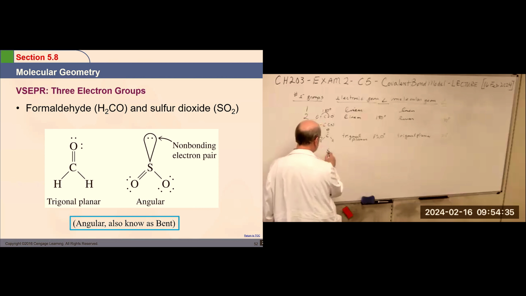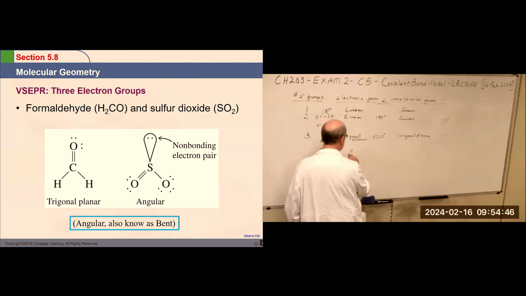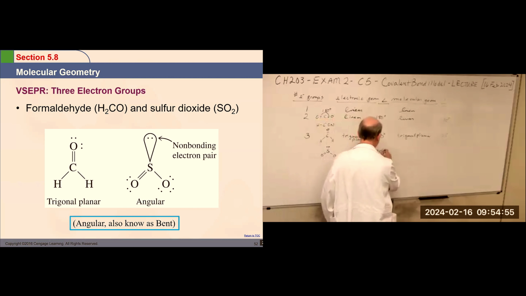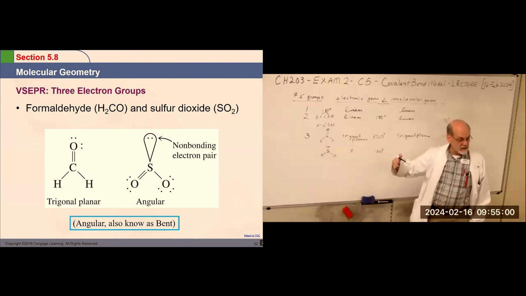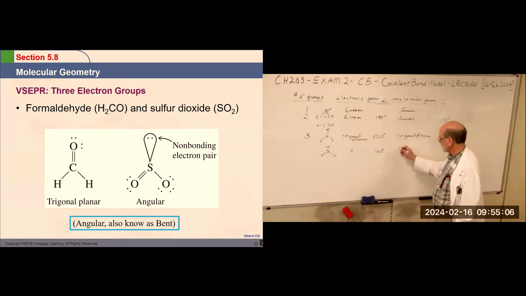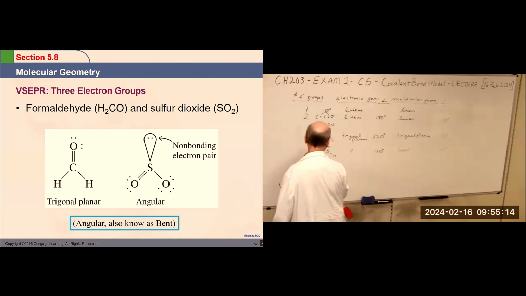So if we have sulfur dioxide, we have a lone pair here, and then we have a double bond to this oxygen and a single bond to that oxygen. We have 1, 2, 3 groups. So again, it's trigonal planar here, and the bond angle would be 120 degrees. But if we're looking at the molecular geometry, that's simply a bent molecule. It's an angular molecule, or bent. I like bent. And it's still 120 degrees as the bond angle. Okay, so that was for 3.